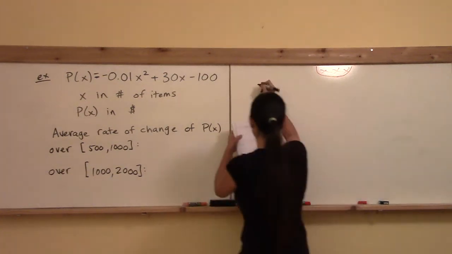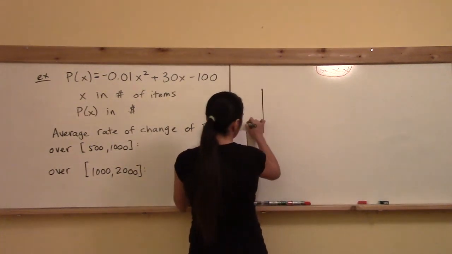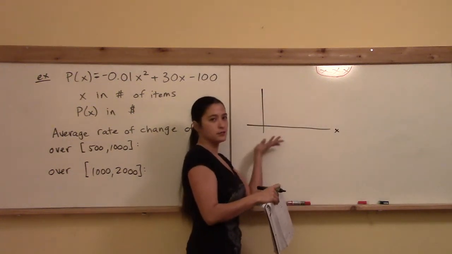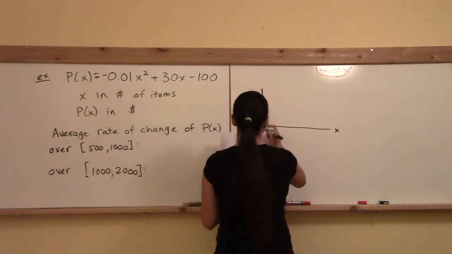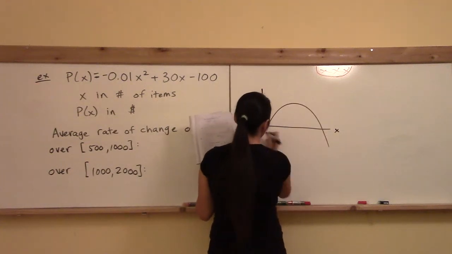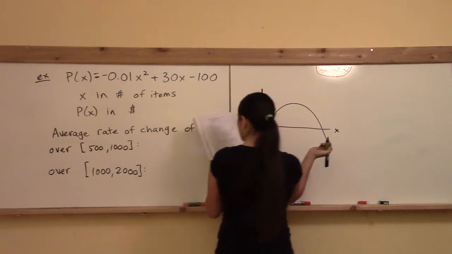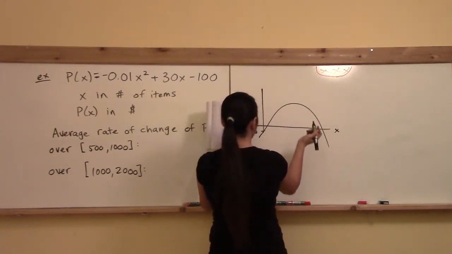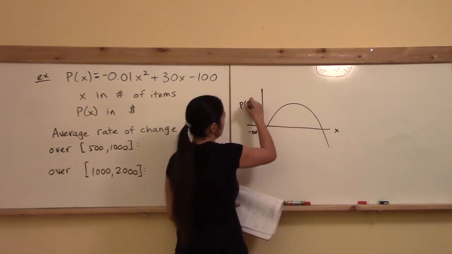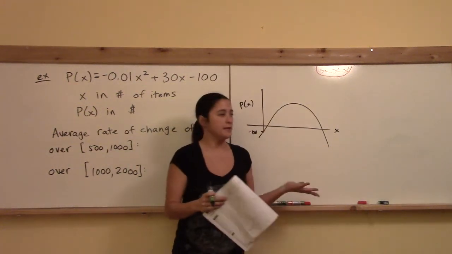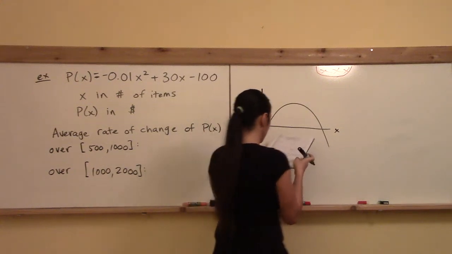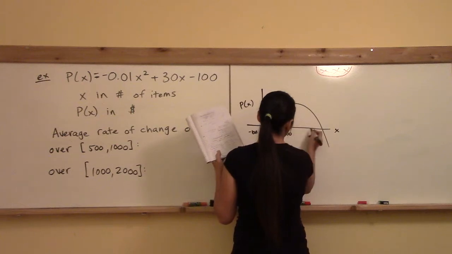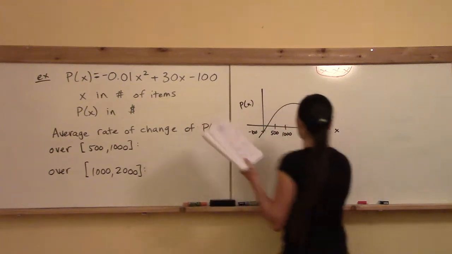Okay? So if you did that, hopefully you know that the domain is going to be x is 0 or greater. It doesn't make sense to have a negative number of items. And it looks like the y-intercept is at negative 100. And then we've got a couple x-intercepts over there. And yeah, you should get something that looks approximately like that. Okay, so where are the numbers 500 and 1,000 on here? I think 500 lies around here, 1,000 lies around here, and 2,000 lies around here.